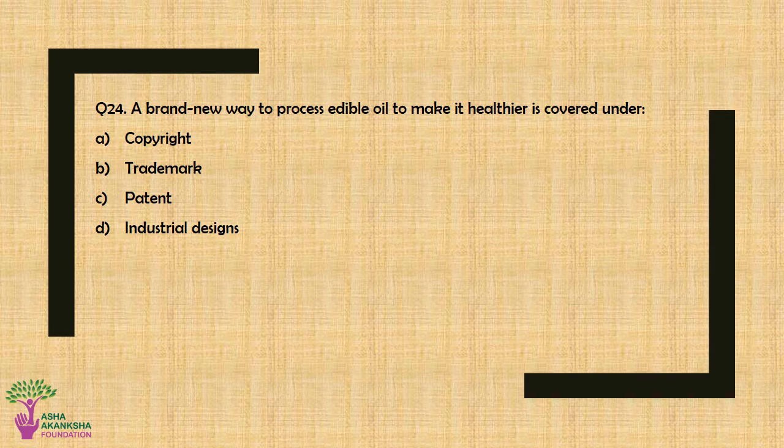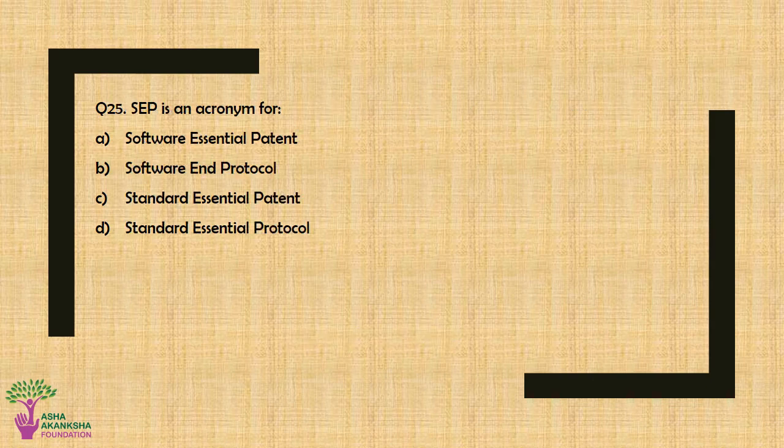Question number 24. A brand new way to process edible oil to make it healthier is covered under option A, copyright, option B, trademark, option C, patent, or option D, industrial design. The correct answer for this question is option C, patents.